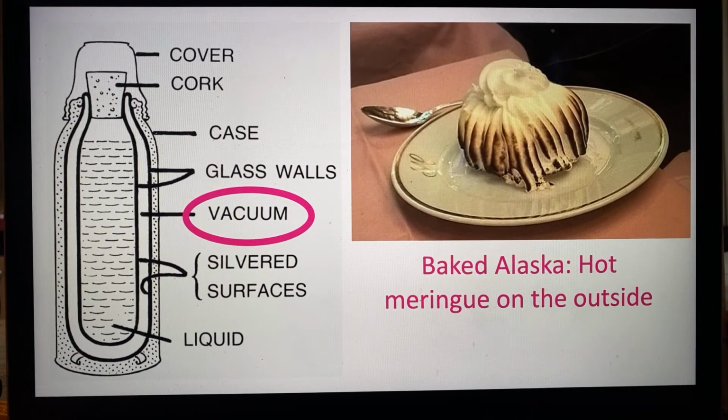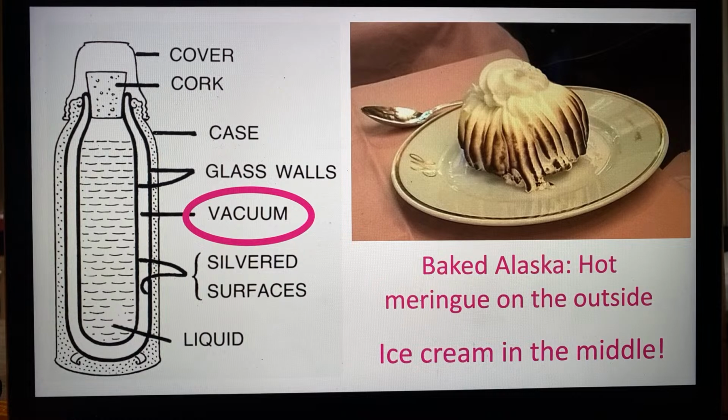Have you heard of Baked Alaska? If you want some homework this week, have a go at making Baked Alaska. It's got ice cream in the middle and hot meringue on the outside. You can tell me how that works now, right? How does that work? What's meringue doing?